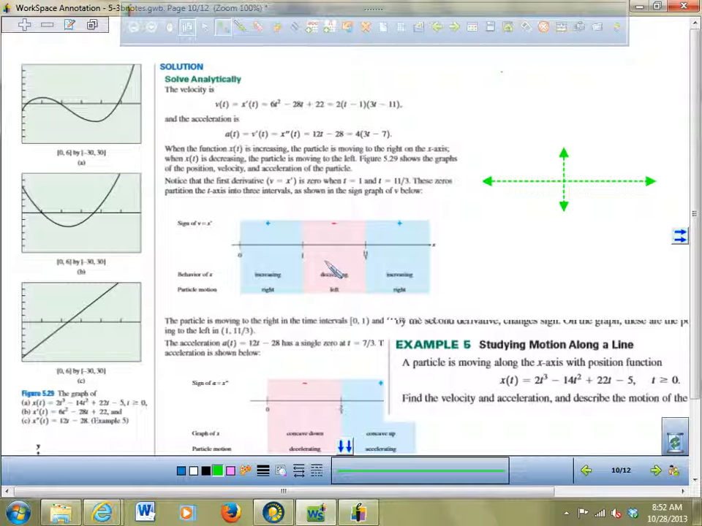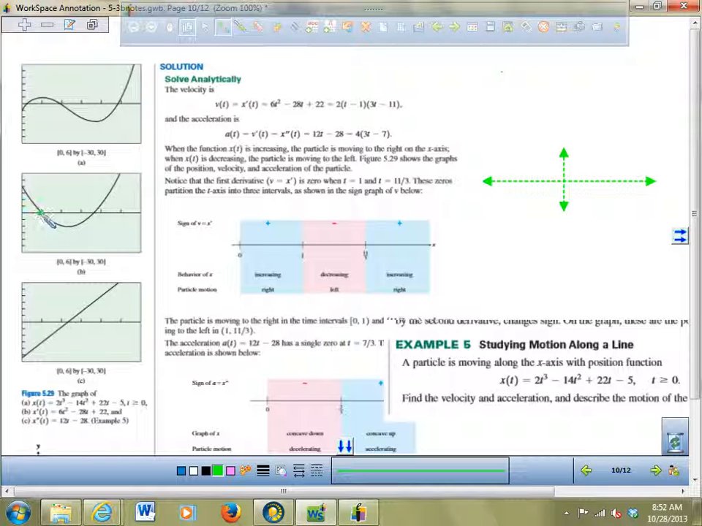Because if I plug in a number between 1 and 11/3, I get a negative number for the velocity, okay? And then after 11/3, the velocity turns positive. So after 11/3, time is 11/3, not the displacement, just the time, it starts moving forwards. Okay? So this is a graph of the position of the function. This is a graph of the velocity of the function.